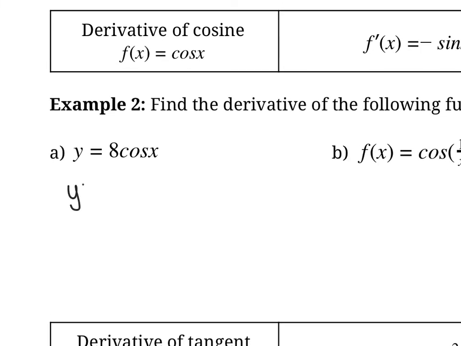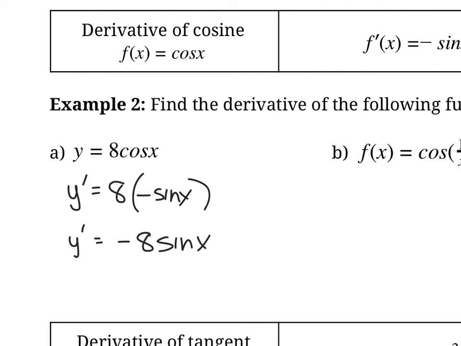Y prime equals 8, that doesn't get involved, and then cos x is just going to become negative sine x. There it is. And if we wanted to simplify a little bit, just to make it look a little bit nicer, negative 8 sine x. That one I do like to simplify because that negative sign sort of looks like minus there, so just to be a little bit less confusing, I'm just going to stick the negative out in front.